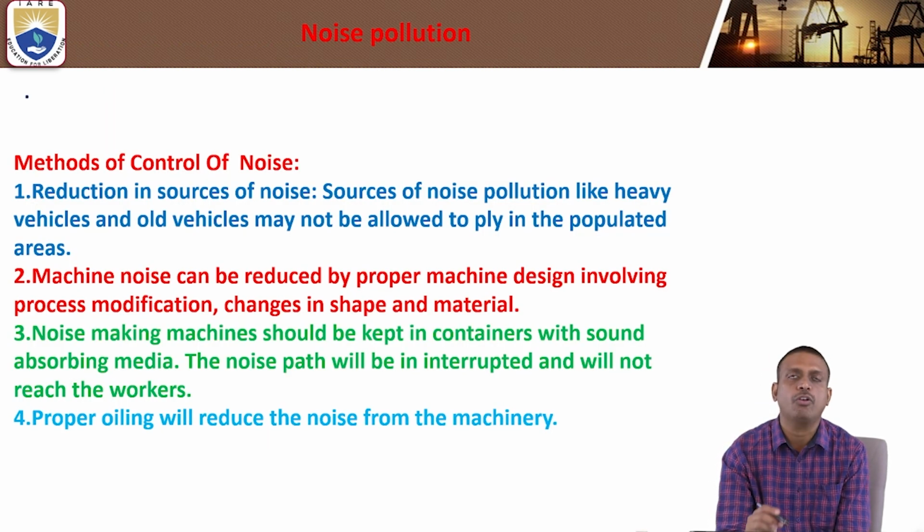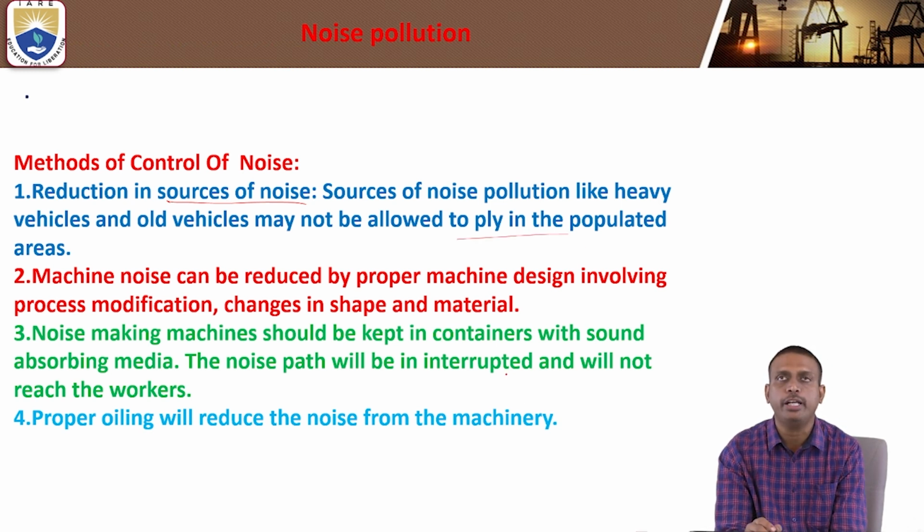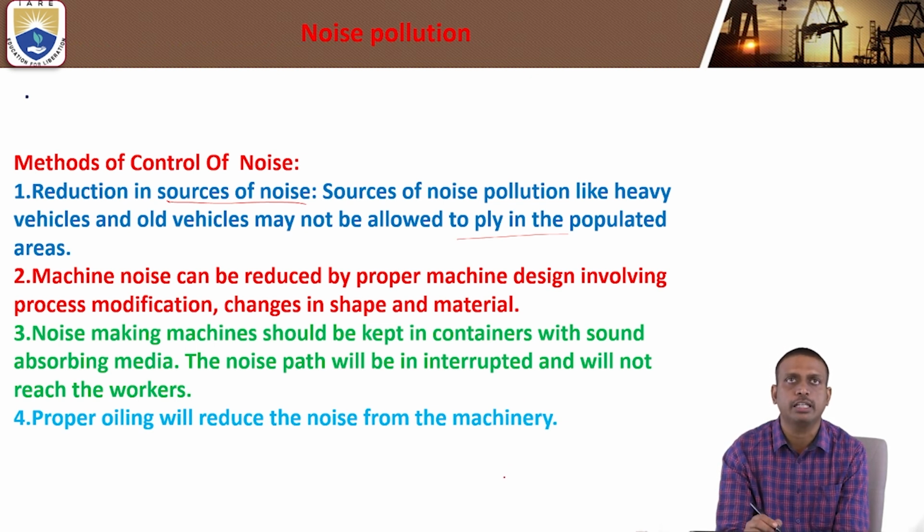Methods of control of noise pollution. How are we going to control this noise pollution? The first preventive method is reduction in the source of noise. Heavy vehicles and old vehicles may not be allowed to ply in populated areas. By this way, we can control or prevent noise pollution.